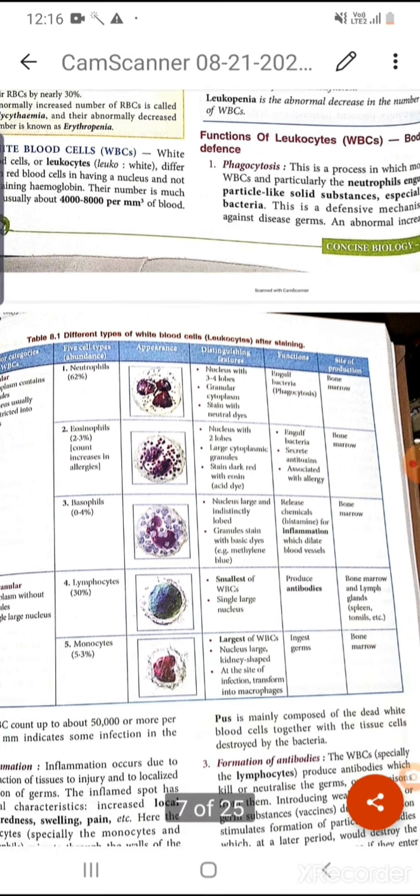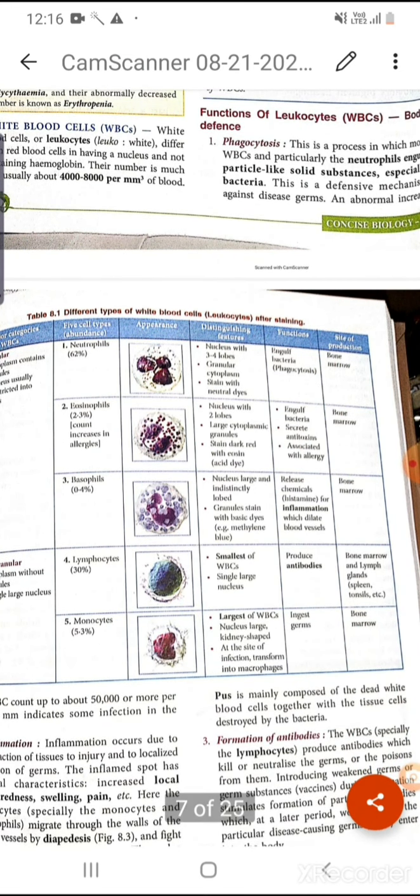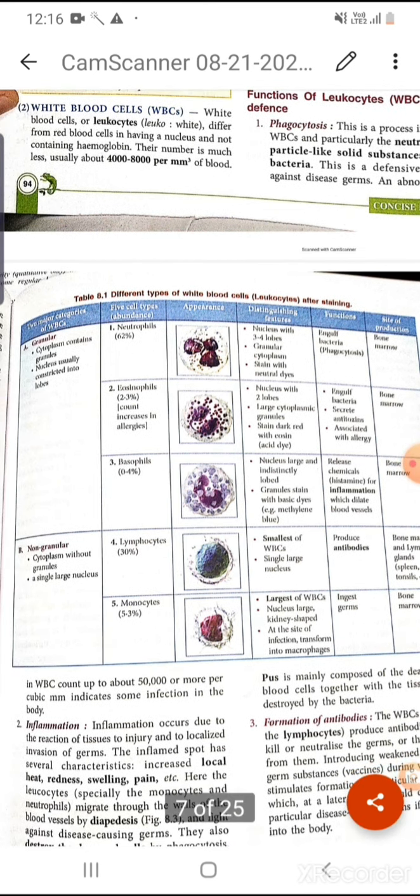Now what are the functions of these WBCs? First is phagocytosis.